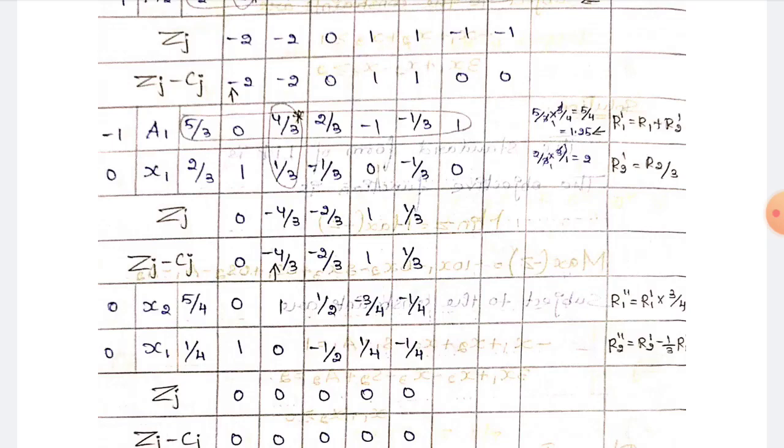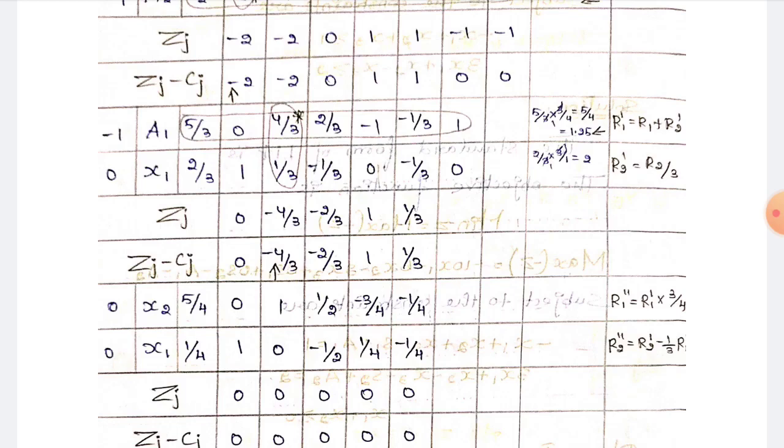So now we have to find out the ratio. XB column divided by key column, that is 5 by 3 divided by 4 by 3. So 5 by 3 into 3 by 4, the 3 will be cancelled, so 5 by 4 is equal to 1.25. Next, 2 by 3 divided by 1 by 3 means 2 by 3 into 3 by 1, the 3 cancels, so that value is 2.